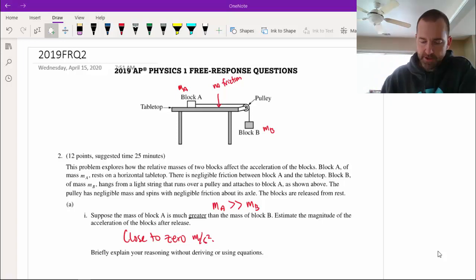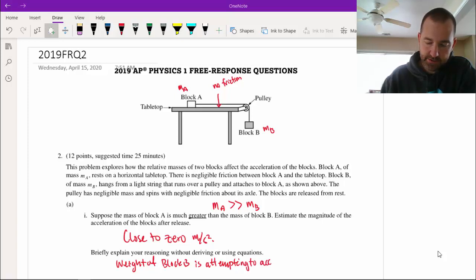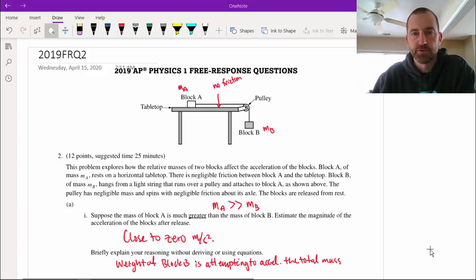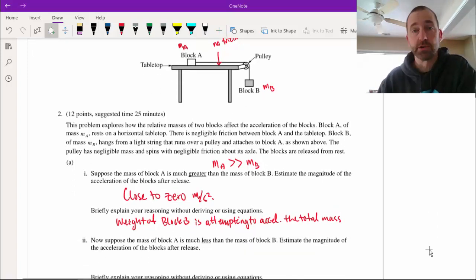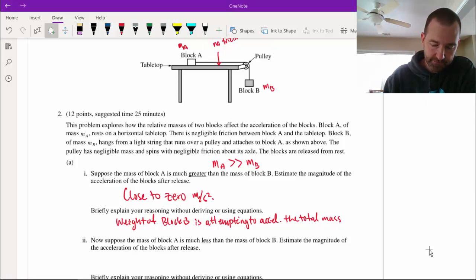Briefly explain your reasoning. Well, if you've got something hanging over the tabletop that's small, you'd want to say, since it says without using equations, that the weight of block B is attempting to accelerate the total mass, which is much greater than the mass of block B.